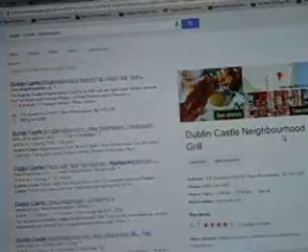And since it's near the North Channel, or I would do Dublin Castle. Try this. Dublin, Ireland restaurants. Let's see, Dublin, Ireland Castle, and then restaurants. There, Dublin Castle Neighborhood Grill. So it brought up that they have a neighborhood grill by the Dublin Castle.